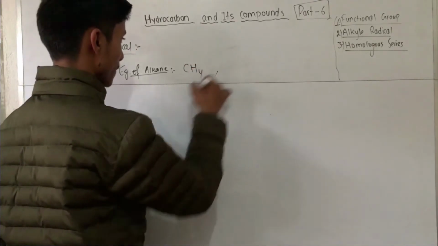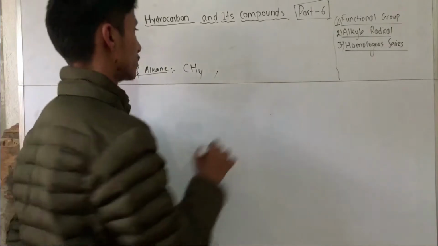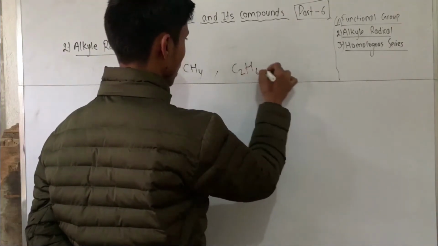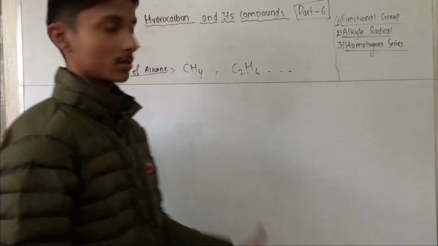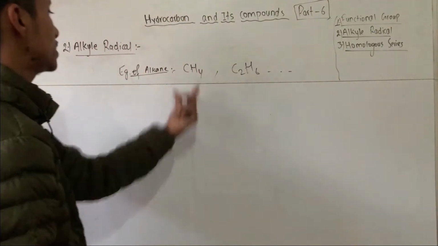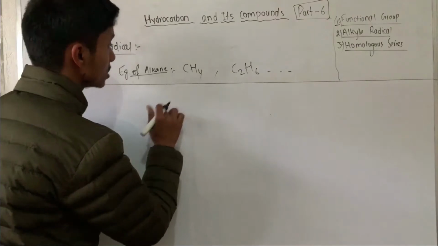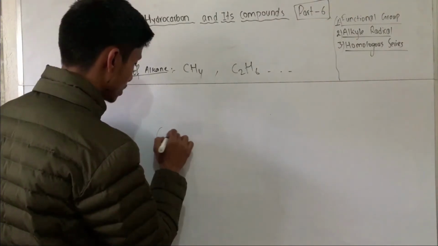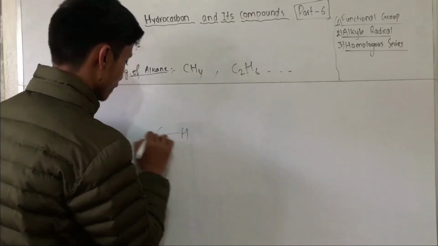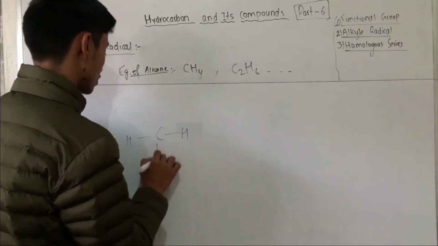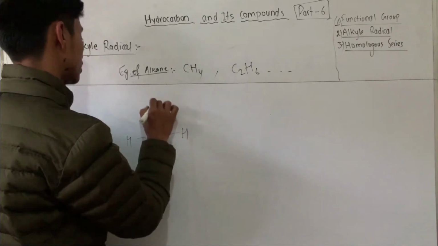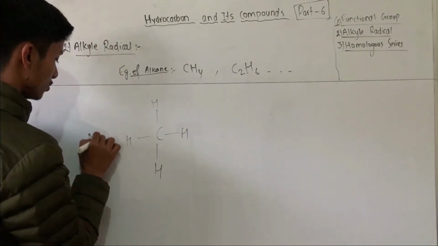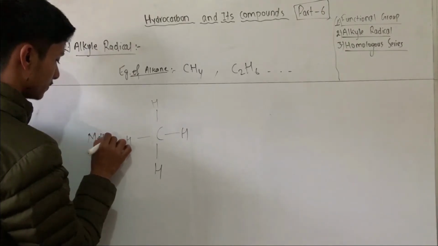CH4. Similarly, C2H6 and many others. Let's draw its structural formula. Then we get C, hydrogen and hydrogen. This one is methane. We know methane.